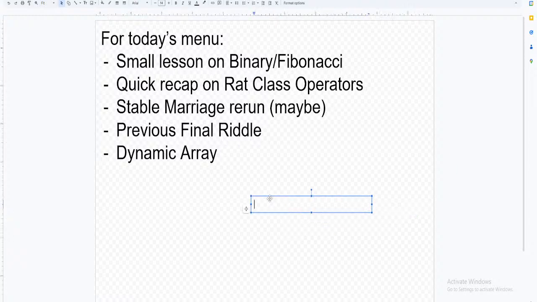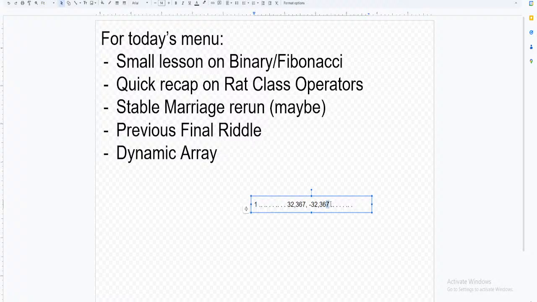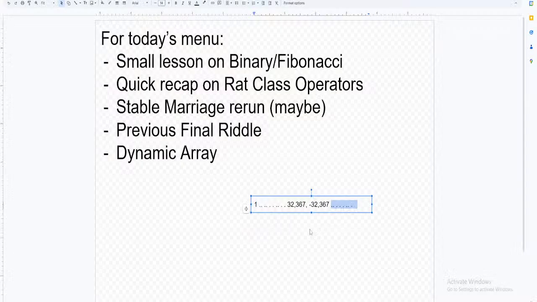The sheep count goes from 1, dot dot dot, and it keeps on going all the way to 32,367, and then the next number is negative 32,367. Then it decreases. It continues decreasing. It doesn't show that, but in the cartoon it just shows that it goes from negative all the way back. The first question asks why the count goes negative, and someone answered that a 32-bit system causes an int overflow, runs out of memory, and crashes. So when you reach this number, it reaches integer overflow, and that sends it into a negative, and then it counts back to 1, and from there it keeps going up.